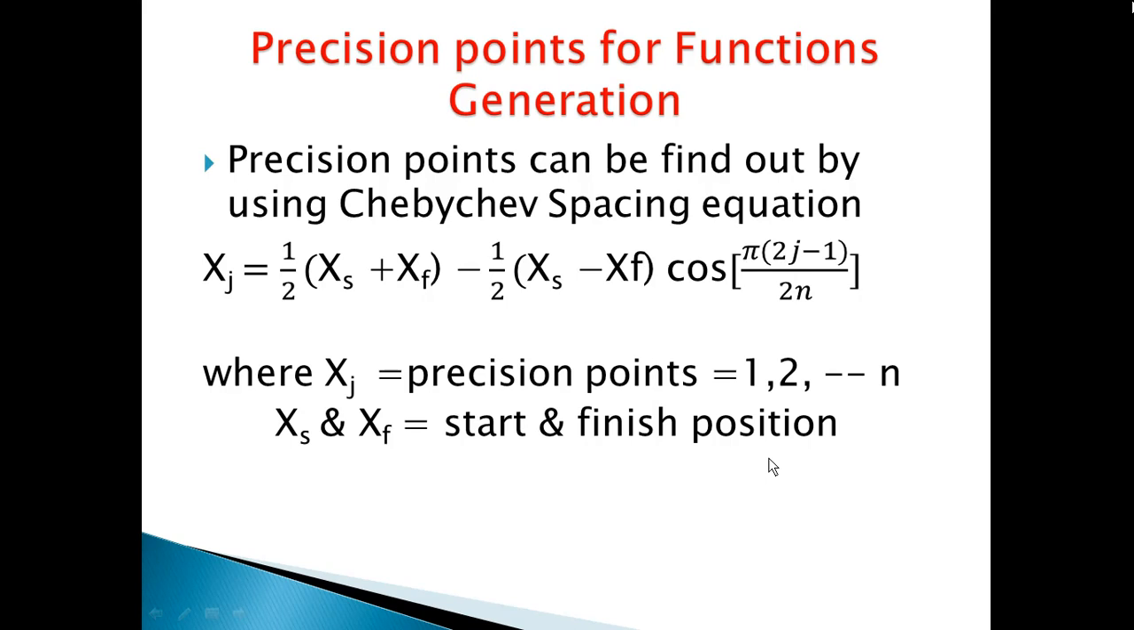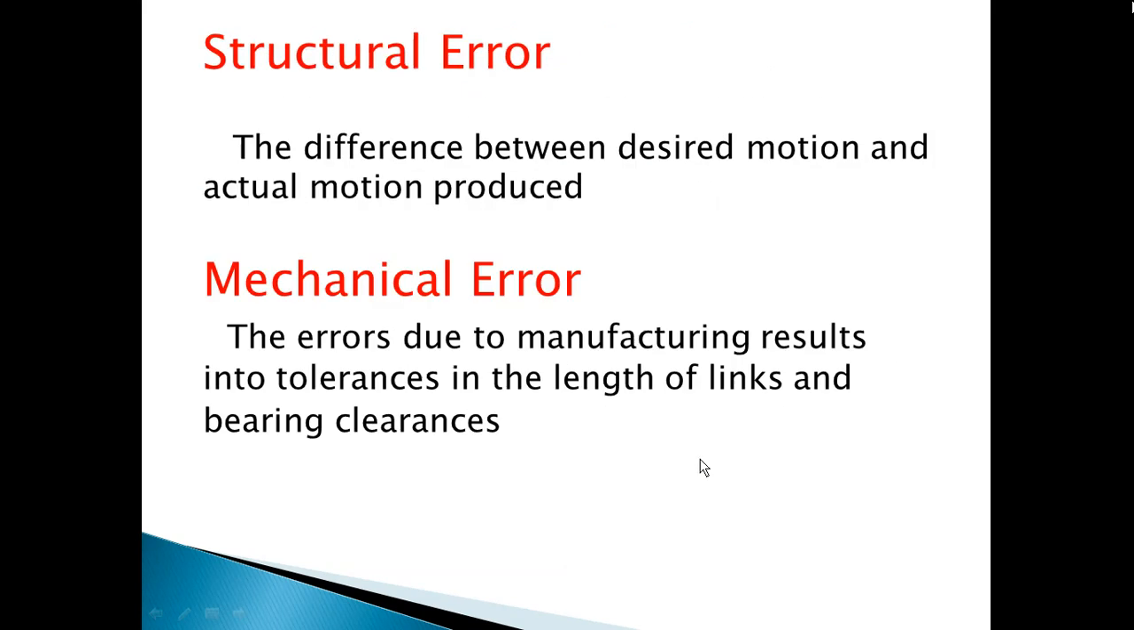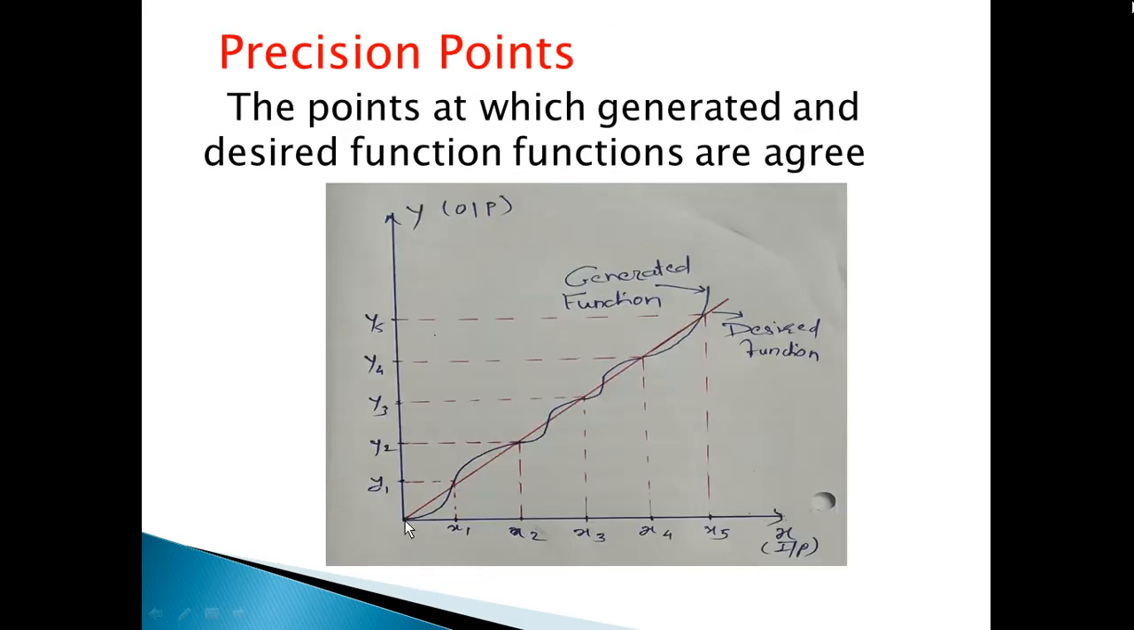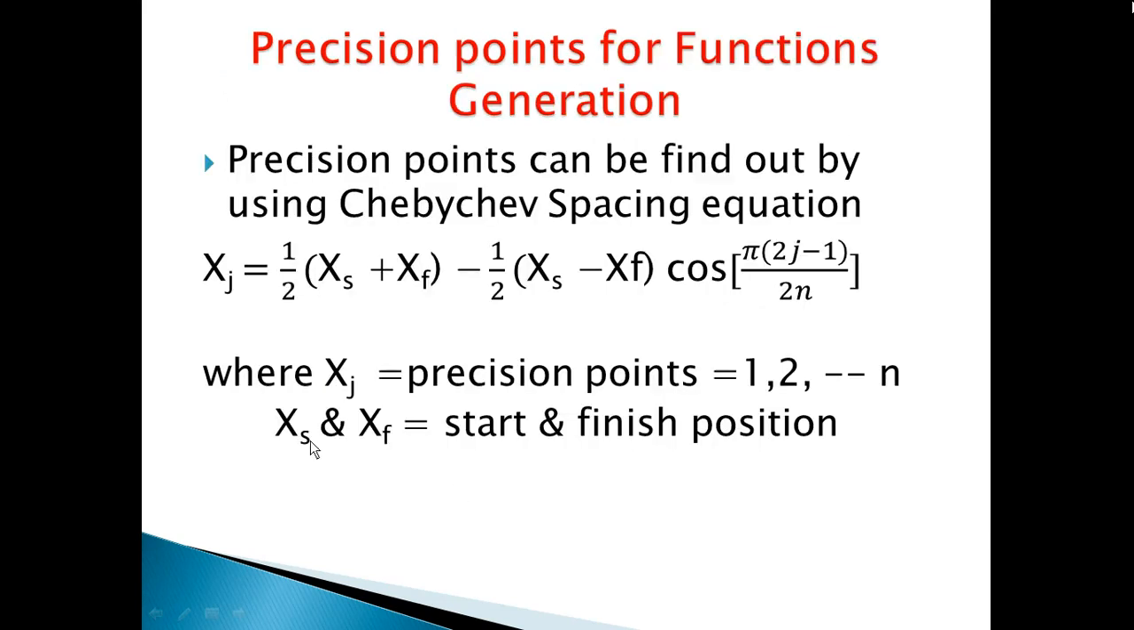Okay, where you want to achieve, in this figure you can see this is the starting position and this is the final position. So this is the range, this is the start point 0 point and 5, this is the last position. In between, what are the different precision points we have to achieve? These precision points can be found with the help of this Chebyshev spacing equation. Okay, this is one of the equations by which you can obtain the precision points.